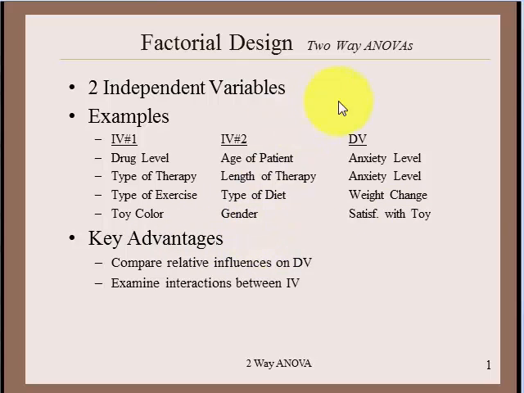So to recap, this is similar to a one-way ANOVA in that you have an independent variable that can have 3 or more levels, and you're looking at an impact on a dependent variable. The difference with a factorial or two-way design is when you have this second independent variable. So the key advantage is you compare the relative influence of the independent variables on the dependent variable, and you can also examine the interaction. And I'll explain more about that here in a second.